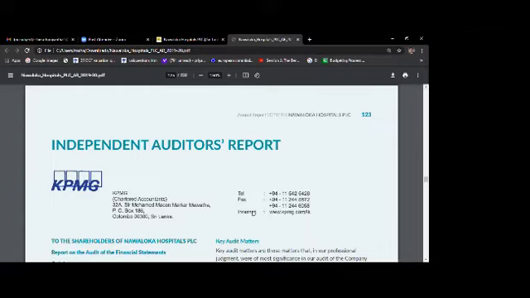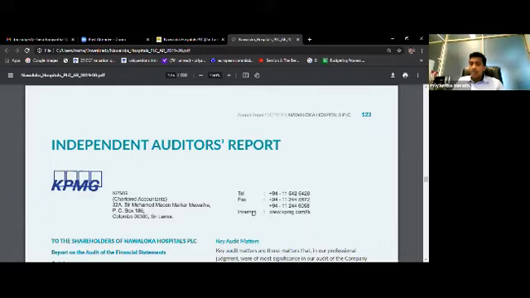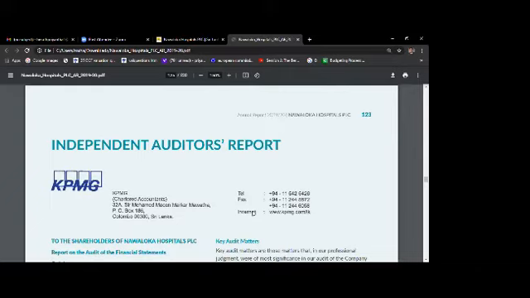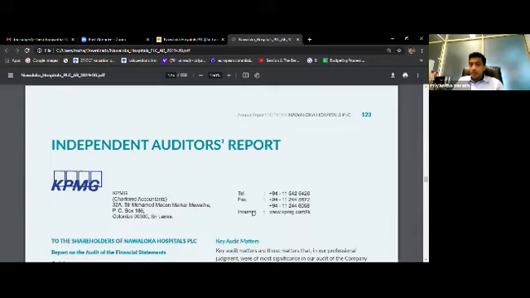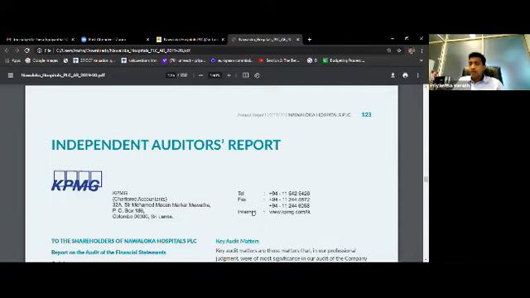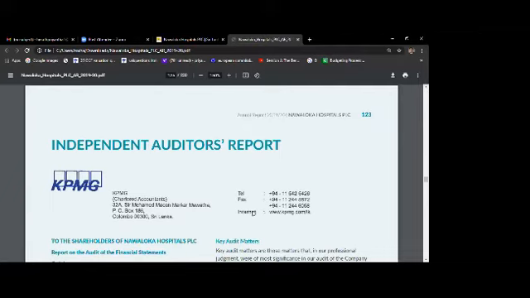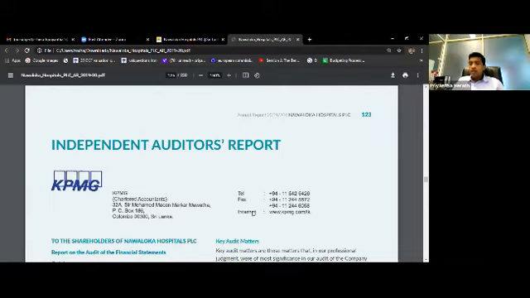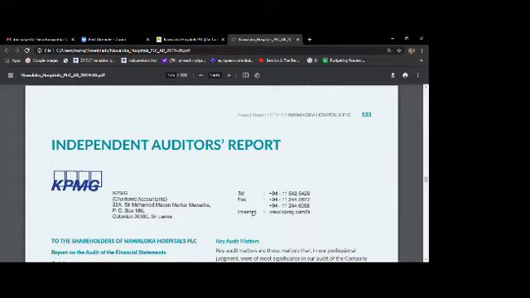There's a relationship with the directors. If there's a relationship with the directors, right? And let's say a KPMG partner is a director of Navaloka Hospital. Then can they work as the independent auditor? No, they can't. And if the major shareholder's son is a partner of KPMG, can they treat it as independent? No, no, right?